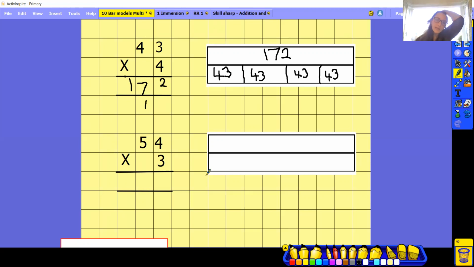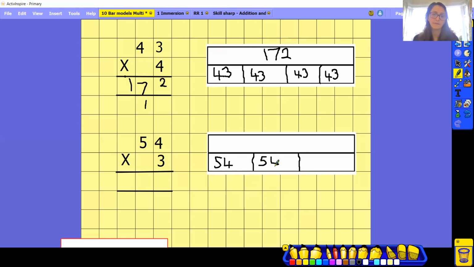Okay, how many equal parts are you going to have? Have a quick think. Well done if you said there are going to be 3 equal boxes. And well done if you managed to say that one of those boxes is going to be equal to 54. So this box is worth 54.